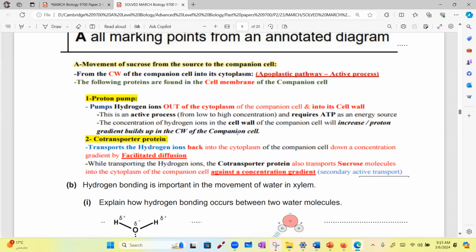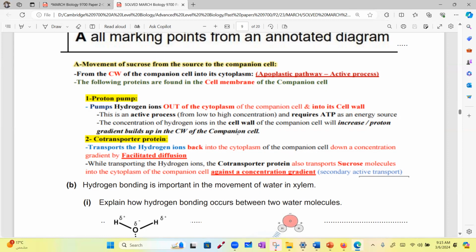How do I draw the two proteins here? I will draw this as the hydrogen pump. And the co-transporter protein, I will draw a protein with two depressions, like this. Here I have the cell wall. I have a buildup of protons, a proton gradient, and then they will move down through the co-transporter protein by facilitated diffusion. And with it, I will have the sucrose.